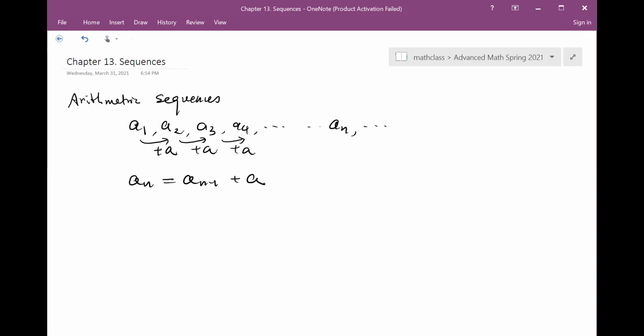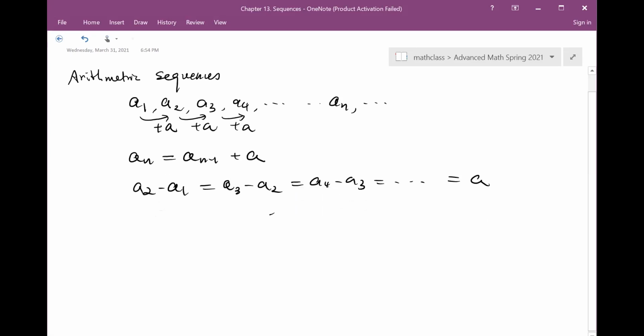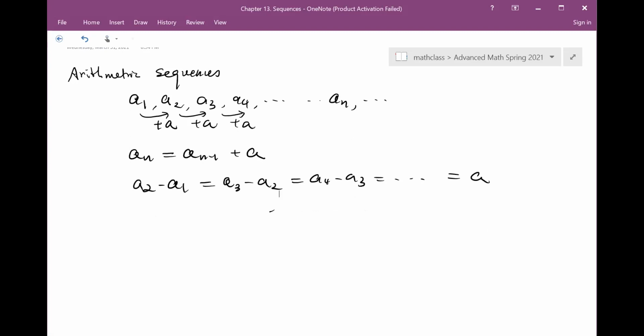Another way to describe this sequence is A2 minus A1 should be equal to A3 minus A2 should be equal to A4 minus A3, and keep it going. They are all equal to A. So that means the difference of two consecutive terms is going to be the same number. Okay, so that's called the arithmetic sequence.